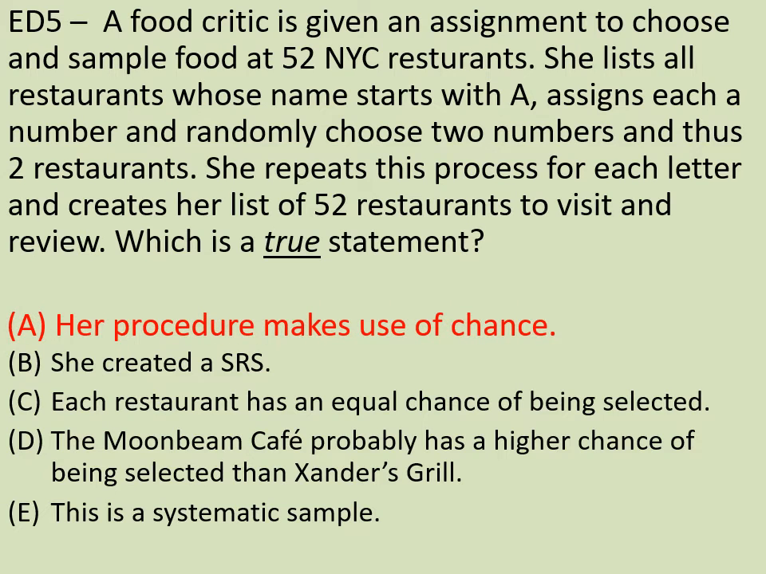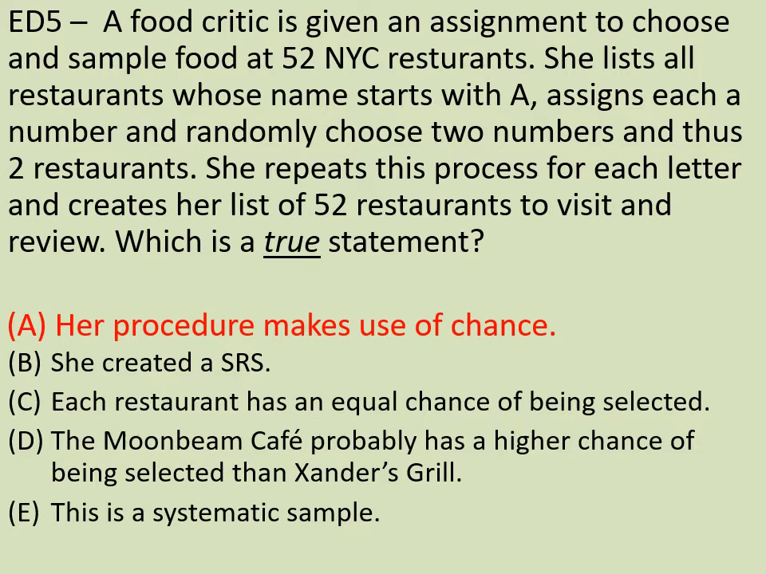All right, she definitely is using some chance procedure, but she's not doing an SRS. Not every restaurant is equally likely of being selected. So for D, for example, that restaurant begins with M, and there are probably more restaurants beginning with M than beginning with X. There's more of them, and she's only choosing 2, so they're less likely to be chosen.